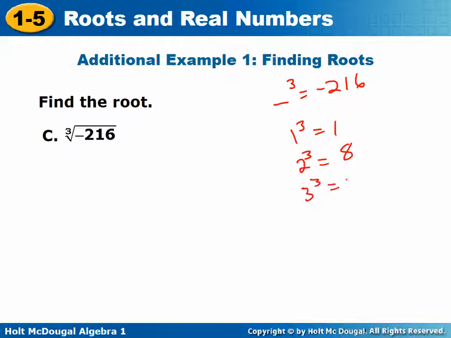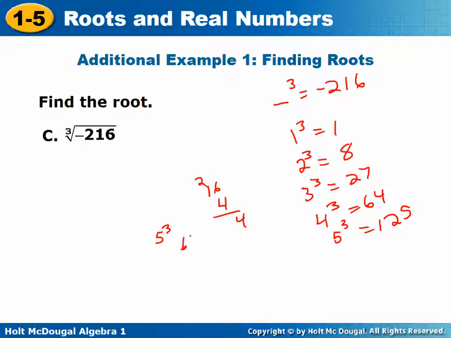3 cubed we just looked at was 27, too small. 4 cubed, well, let's try 4. 4 times 4 is 16. 16 times 4, this is going to be 64. That's too small. How about the fifth root? This is 125. I know that one. 5 times 5 times 5 is 125.